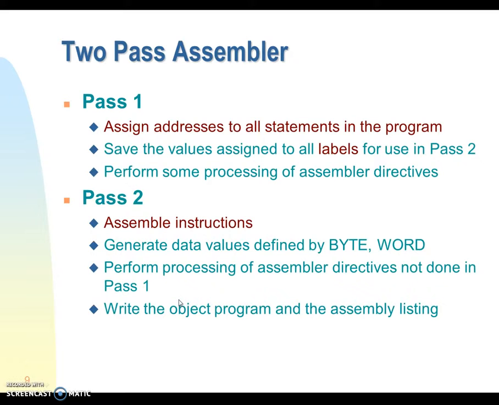So we'll take the two-pass assembler first. We'll see all the functions performed by pass 1 and pass 2. A two-pass assembler makes two successive scans over the source input. During pass 1, it assigns addresses to all the statements in the program, saves the values assigned to all the labels for use in pass 2, and performs some pre-processing of assembler directives. Actual machine code will not be generated in pass 1; it only assigns addresses to all the statements, that's all. Values will be assigned to the labels and some directives will also be processed.